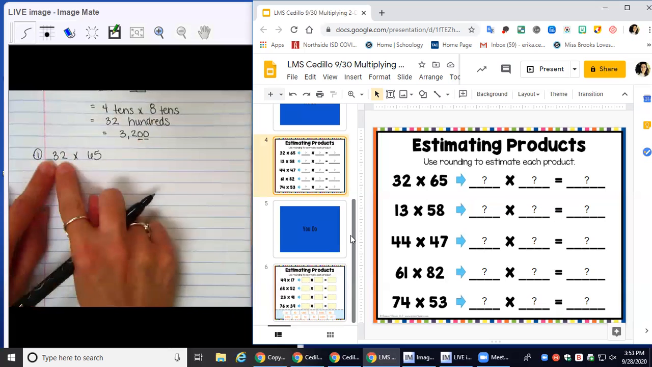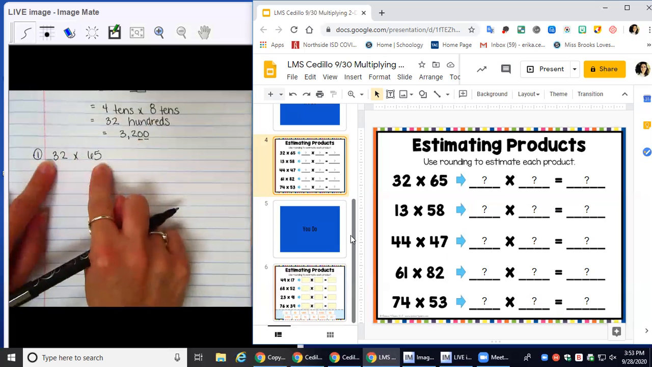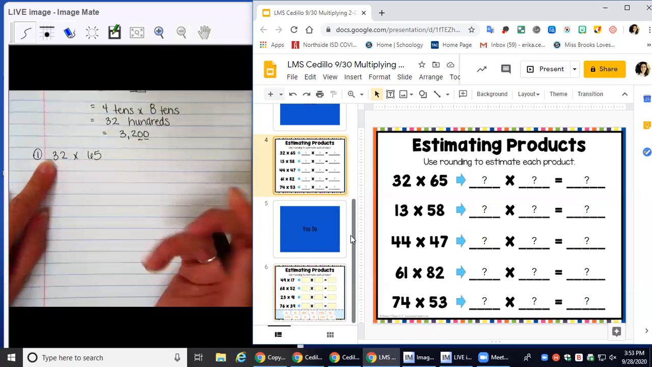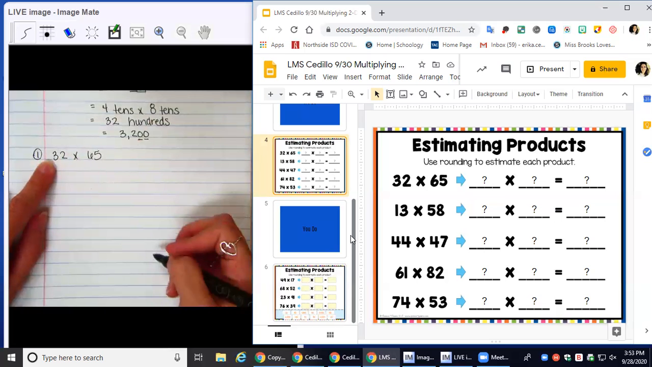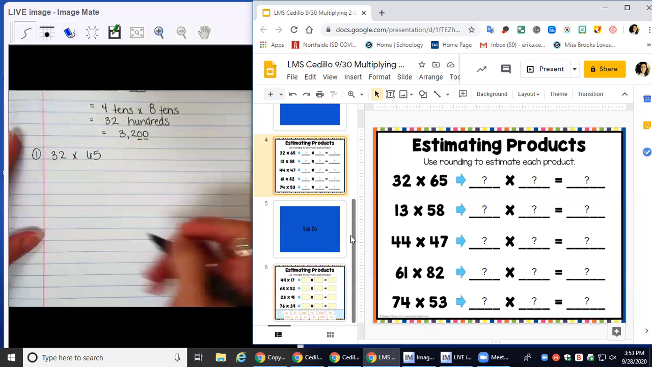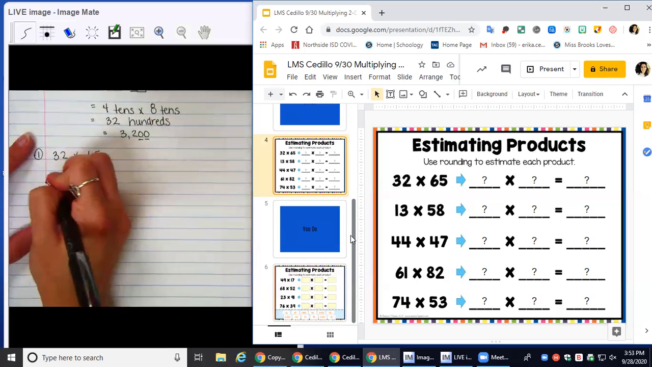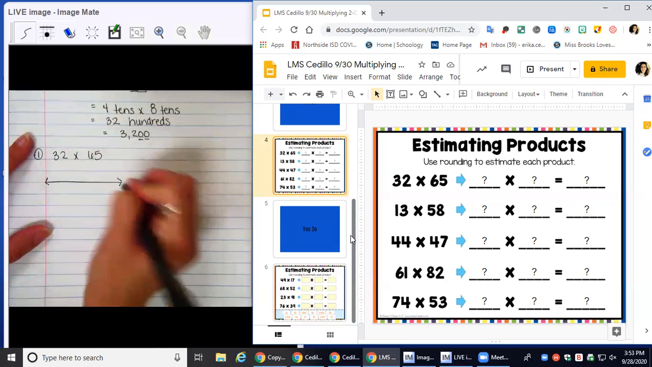Because I can't do that. I don't have 0, so it's not multiplying by tens. What I'm doing is I have to estimate, right? And I have to use rounding to estimate each product. So you have options. You can use your number line, or you can use the rounding up or rounding down by the rule of 5, okay?